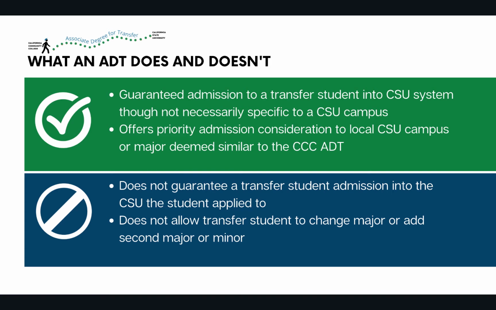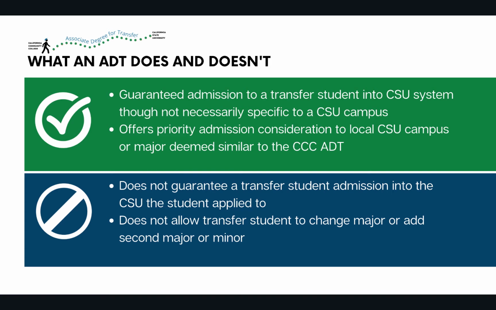The other thing is, let's transition over to the things that it doesn't do for students. The first one is that it does not guarantee admissions to the top choice. Say you only apply to one campus because that's the top choice, it doesn't necessarily guarantee admissions to that campus, but that's why it's always important to apply to multiple ones, and it will guarantee admissions to a CSU campus.